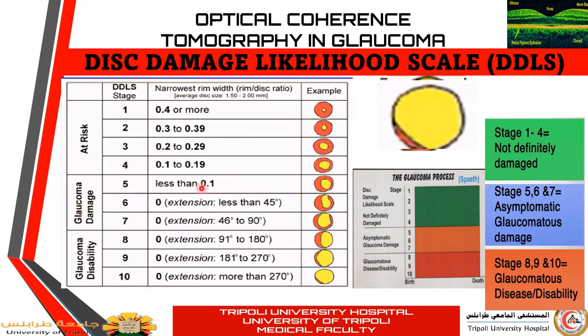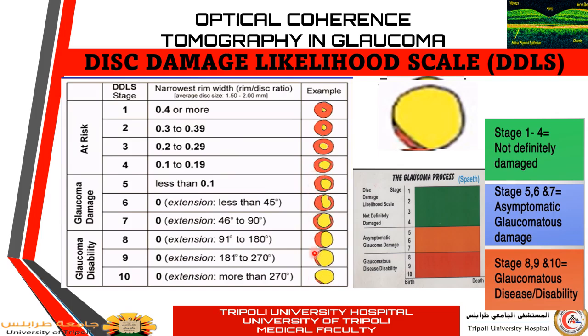Now here there is a rim disk ratio of 0.1 only, then 0. After that, we depend on how much degree of loss, or zero rim disk ratio, in degrees: 45 degrees, or 45 to 90 degrees, or 90 to 100 degrees. And the last 3 stages signify that the patient has severe glaucoma. As you can see here in the pictures, you can hardly see any rim in this optic disc.